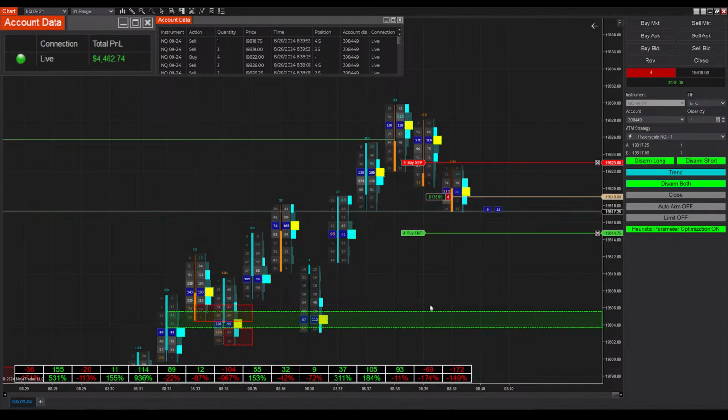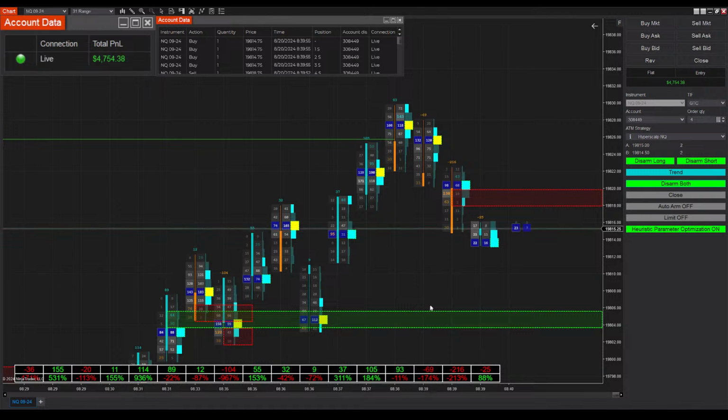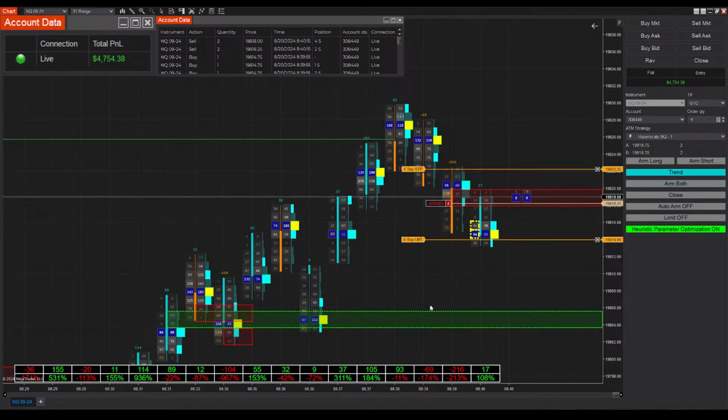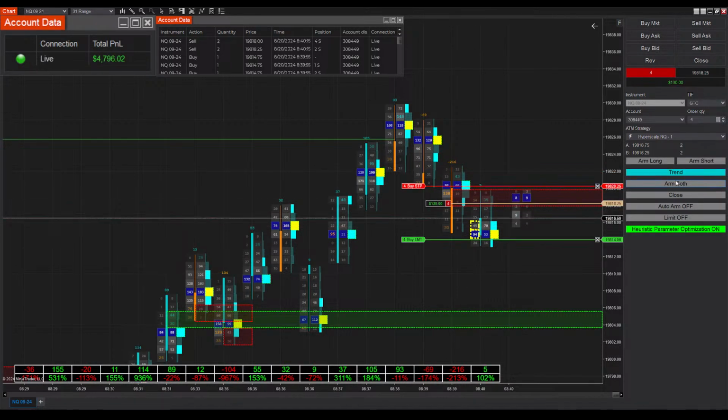Just got put into a short position here. And ended up winning that one. Up to 4,754. We're really close to our profit target for today. Hopefully we can end up winning another one with a good win. Got put into a short position here.